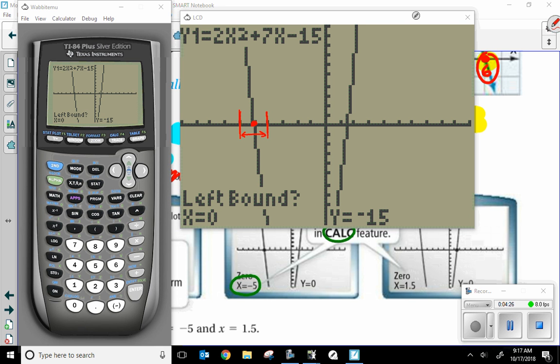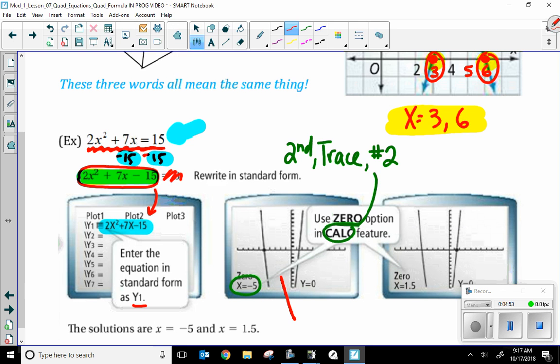You'll notice right off the bat, the calculator says, with a question mark, it's asking you, what's my left bound? So I need to put my little spider dude, okay? My little spider dude is currently on this graph somewhere. You can't see it. Right now, my spider dude is at 0, -15. If I were to continue this graph, it would come all the way down here, all right?